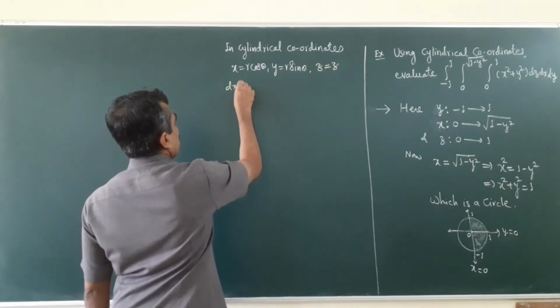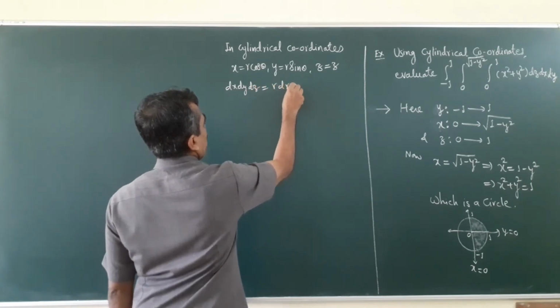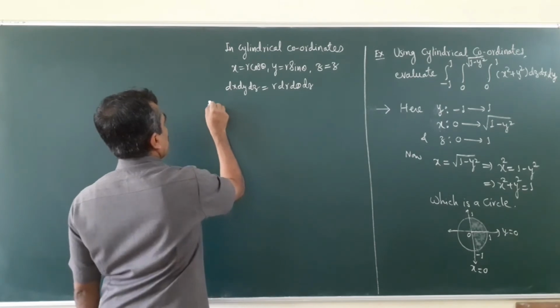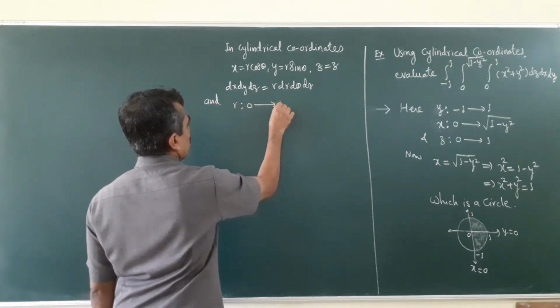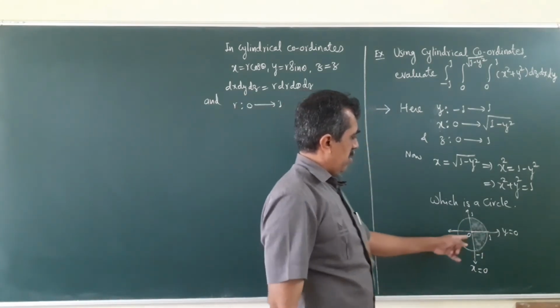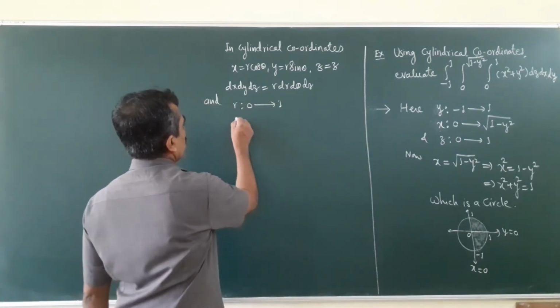dx dy dz is r dr d theta dz. And what about the limits? r runs from, what is the radius of the circle? Radius of the circle, yes, it runs from 0 to 1. r runs from 0 to 1.